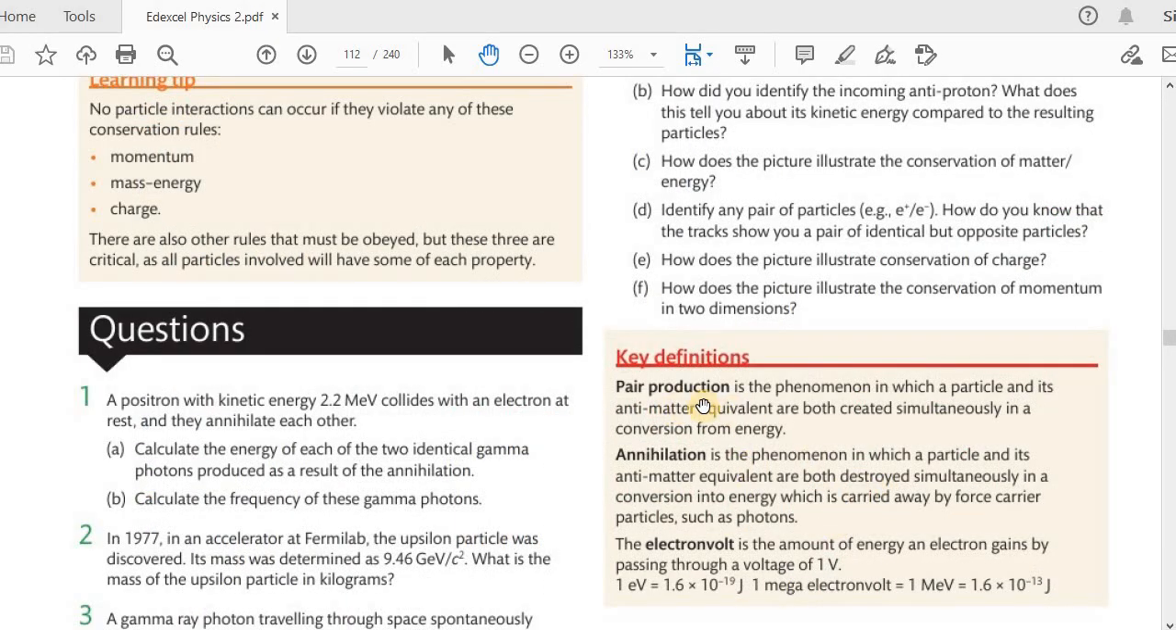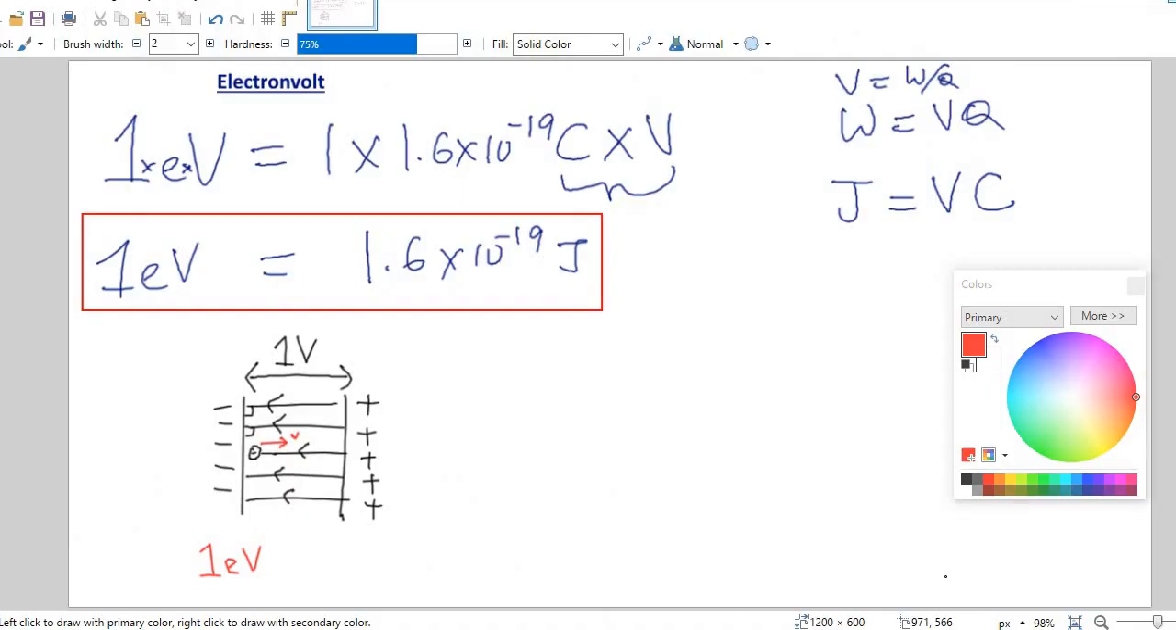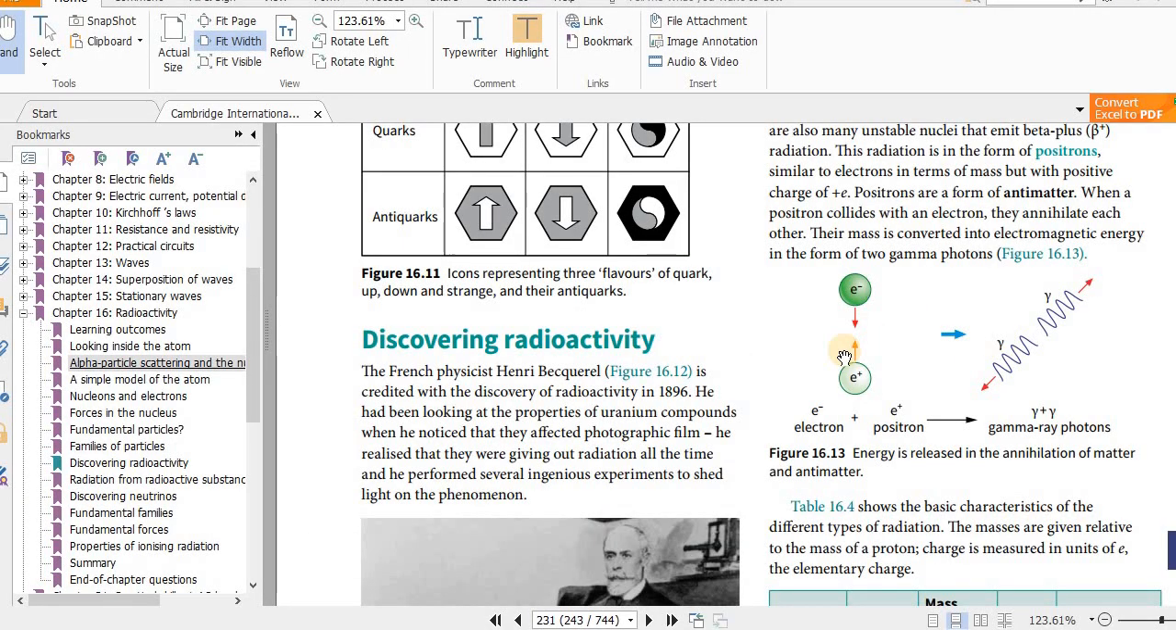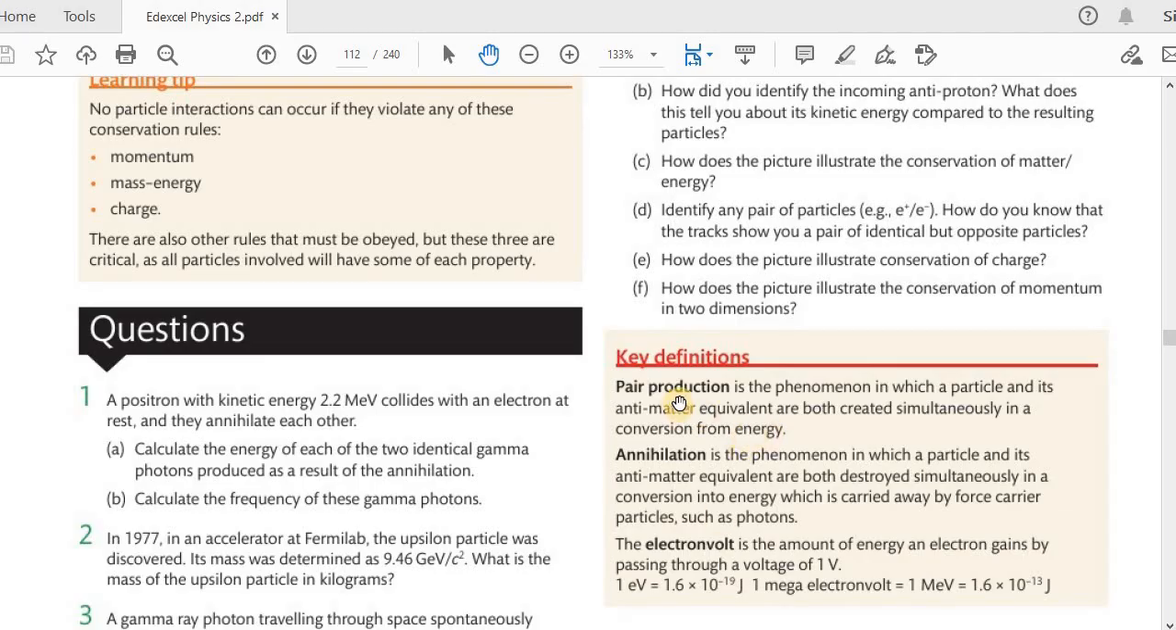Okay, so then pair production. Now the reverse can also happen, is the phenomenon in which a particle and its antimatter equivalent are both created simultaneously in a conversion from energy. So if this can happen, the reverse can also happen. You can get these two gamma ray photons forming the electron and positron pair. That is called pair production.